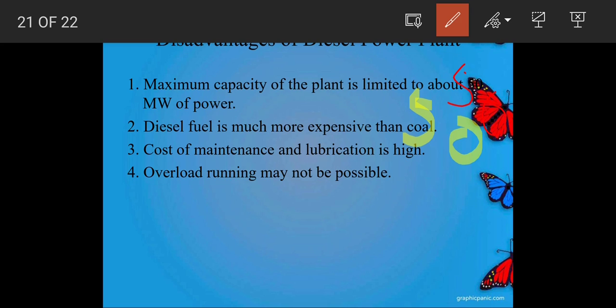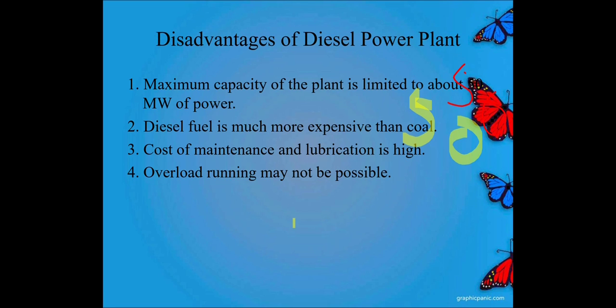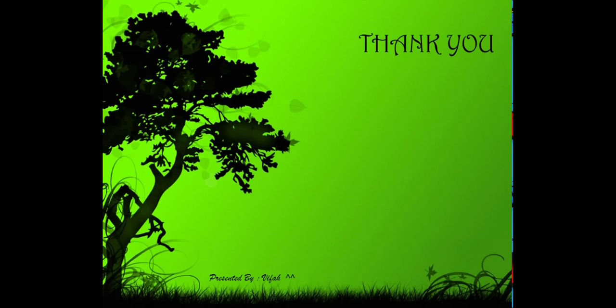50 megawatts of power. Diesel fuel is very expensive nowadays. The cost of maintenance and lubrication is high. Overload running is not possible because it should operate at a constant load. If you increase the load beyond capacity, it is possible to damage the engine.